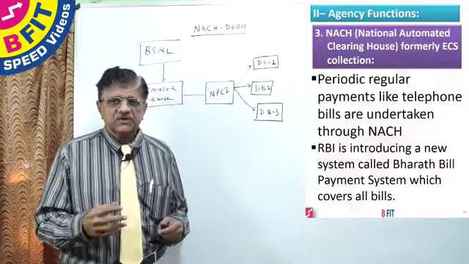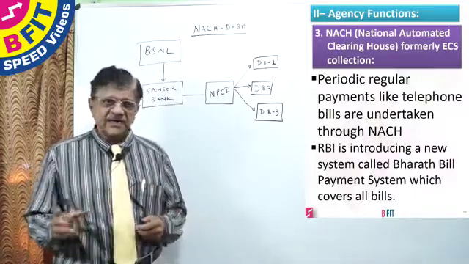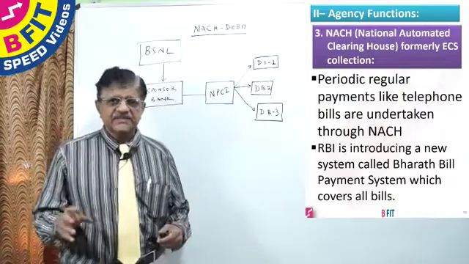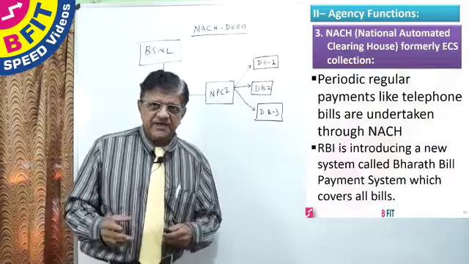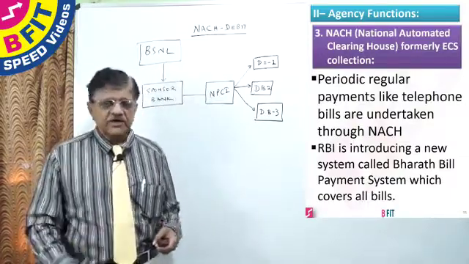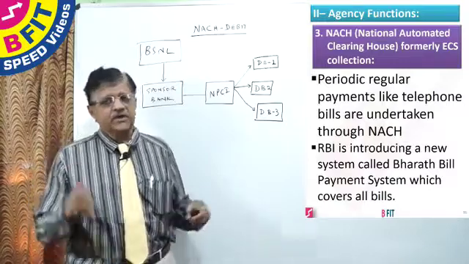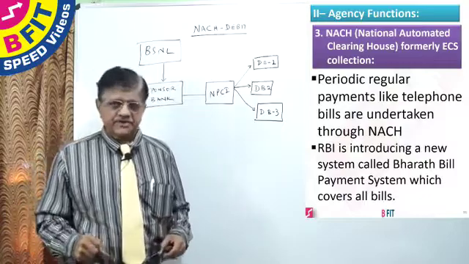This NACH was earlier called ECS debit and ECS credit, Electronic Clearing Service debit and credit, which has now been rebundled, reshaped and refined as NACH debit and credit, and it has been given to the National Payment Corporation for management. This NACH is run by the National Payment Corporation.